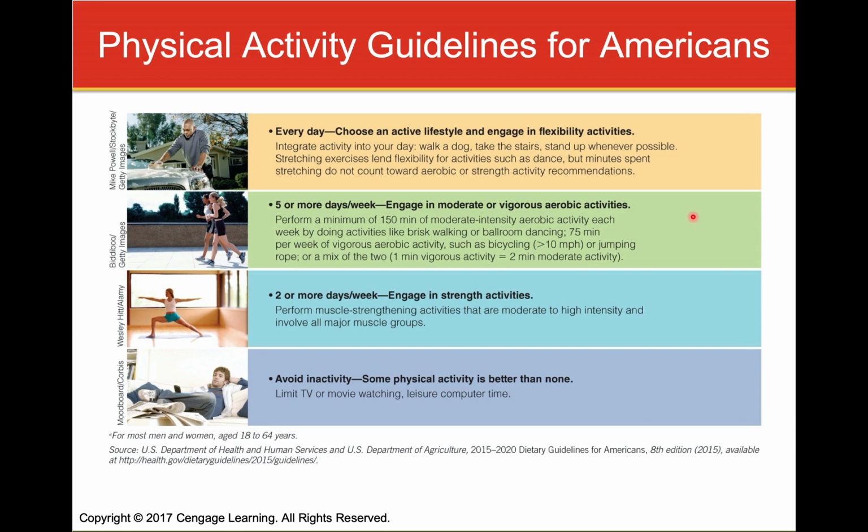Now, for purposeful exercise, 5 or more days per week, they're asking that we engage in moderate or vigorous aerobic activities. And so the benchmark is a minimum of 150 minutes of moderate intensity aerobic activity, like brisk walking or ballroom dancing. Or it could be 75 minutes of vigorous aerobic activities, such as bicycling, jumping rope, or you could do a mix of the two.